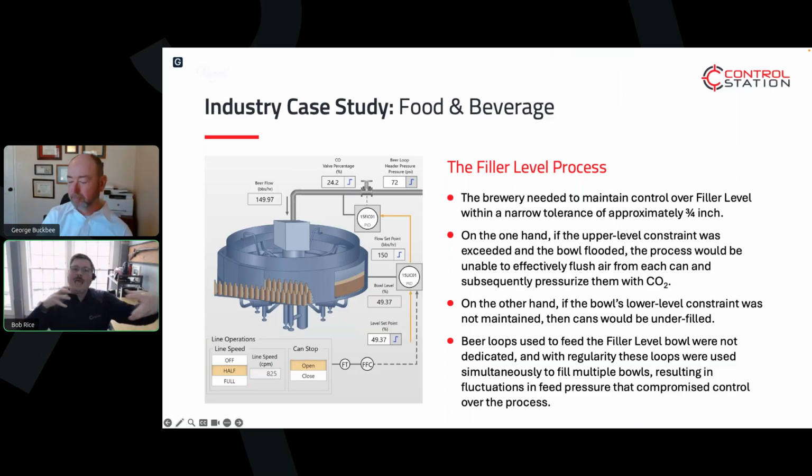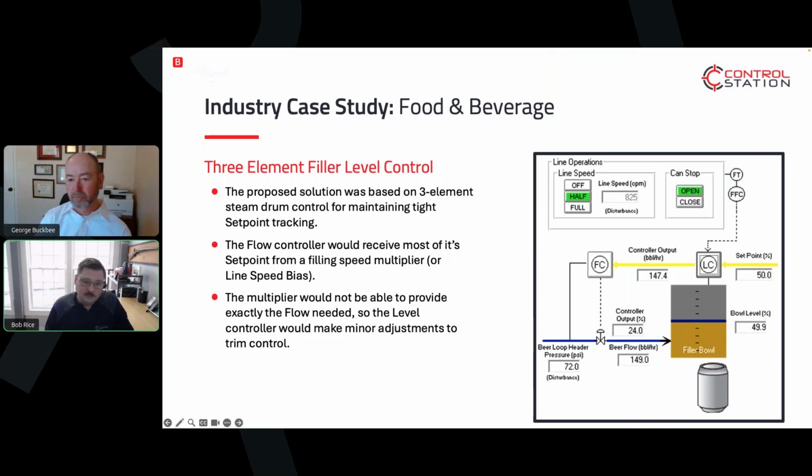It's a purely reactive process. If I suddenly increase the speed from 800 to 1600 cans a minute, that's going to have a fairly significant change on your flow rate, and you have to wait for the level controller to recover. I'm giving the secret away here, but it sounds a lot like a steam drum to me, for three-element control. And if we go to the next slide, the answer was actually pretty simple.